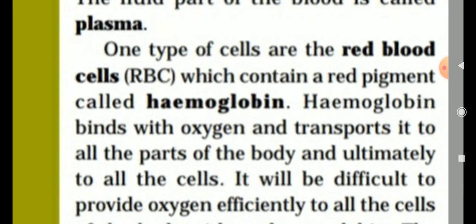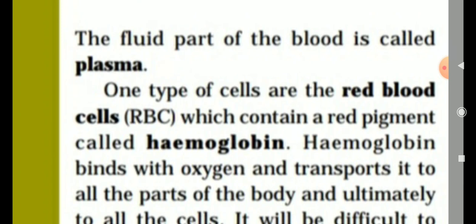Next, the fluid part of the blood is called plasma. Underline the word, students. Take your pencil and underline the word, book page number 122. The fluid part of the blood is called plasma. One type of cells are red blood cells, which contain a red pigment called hemoglobin.